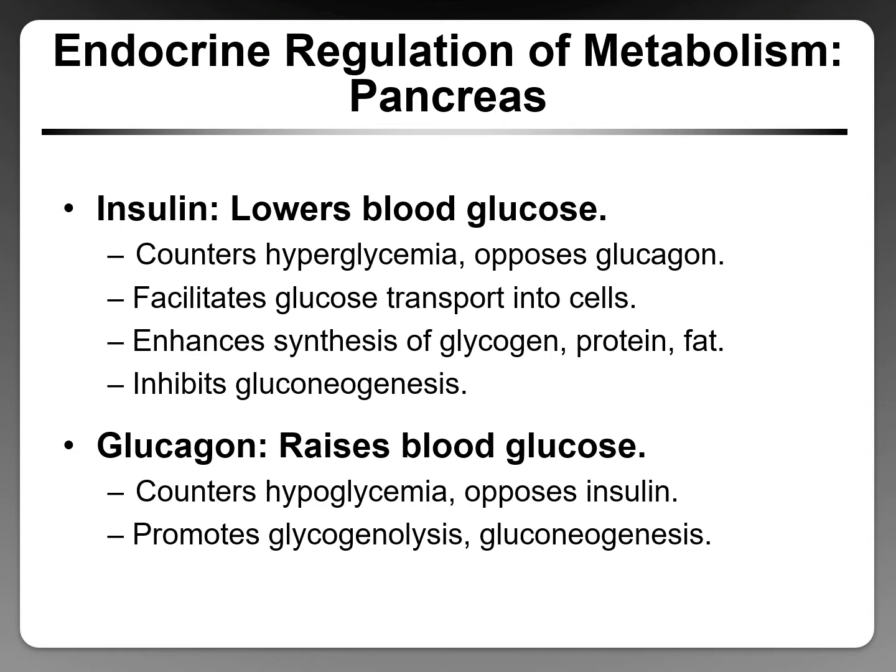Glucagon will work counter to insulin, and its job is to raise blood sugar, or blood glucose. This is going to counter hypoglycemia, or low blood sugar, and will oppose insulin. Glucagon is mostly going to work to promote glycogenolysis, or the breakdown of sugars, and gluconeogenesis, the production of new sugars.